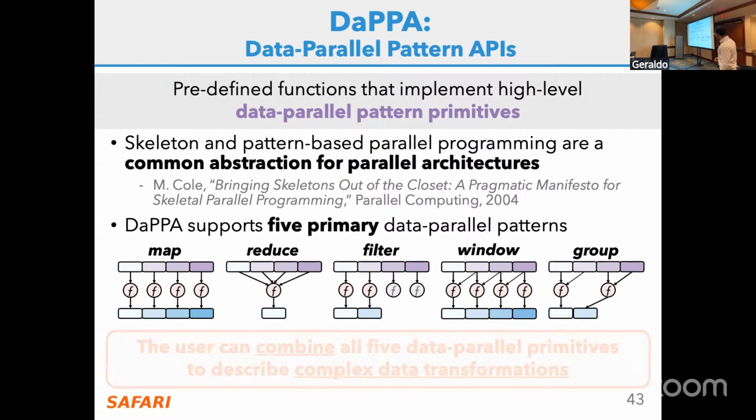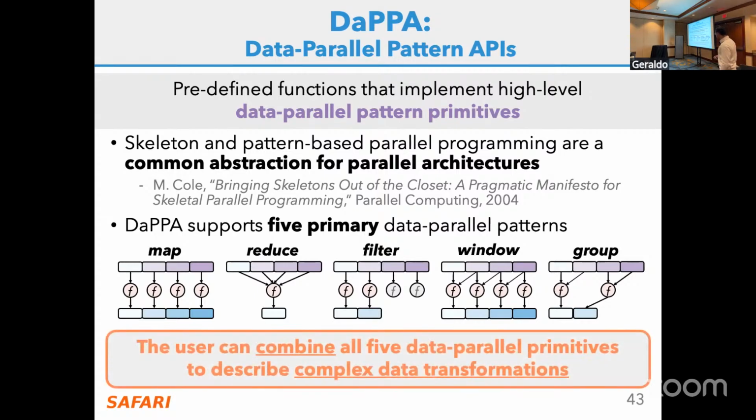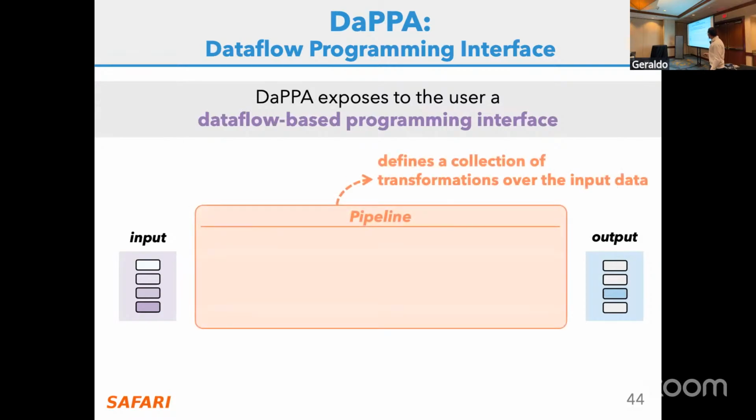And the user can also combine those different primitives to do something more complex. For example, you can do a group and a window followed by a filter, or you can do a window and a group or a filter, or you can combine the three of them. This basically allows you to express more and more computing primitives inside your application. So then the user uses those 5 different data parallel pattern APIs to implement the target application in a data flow manner.